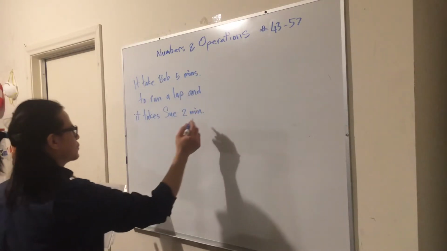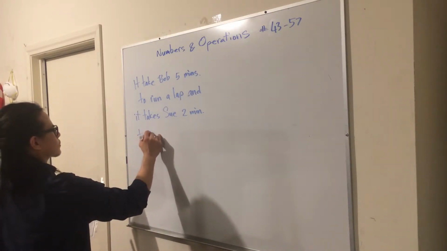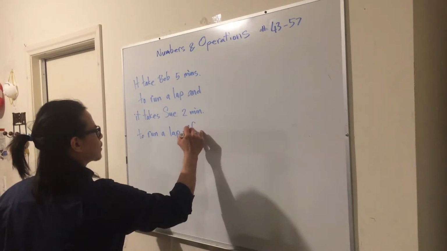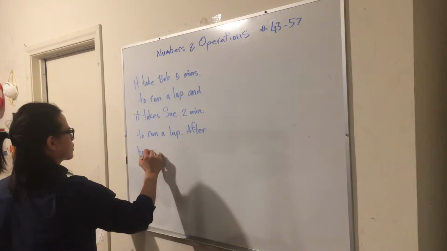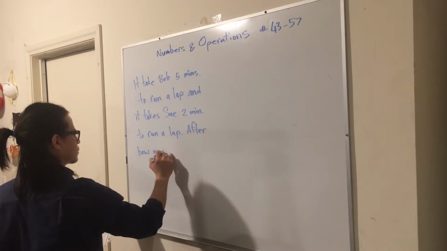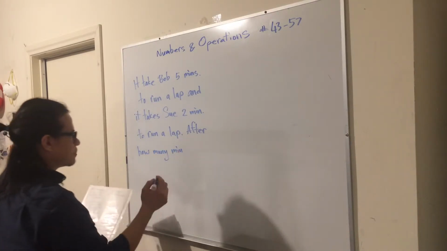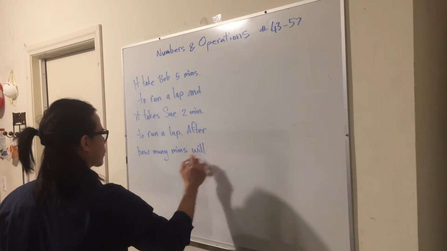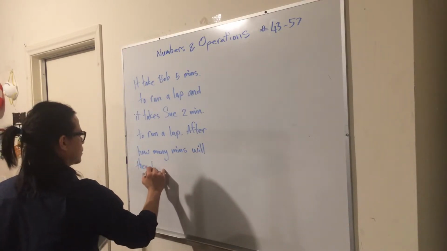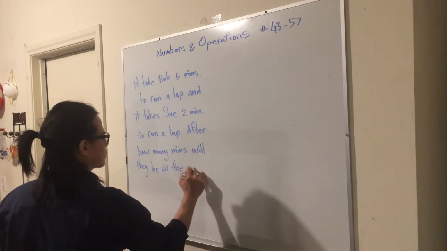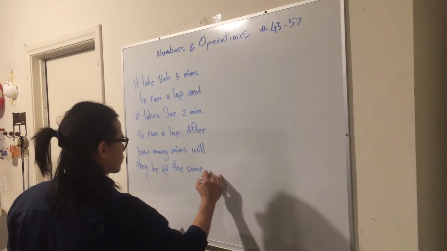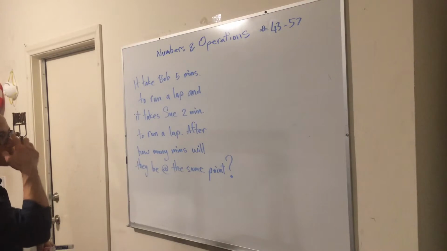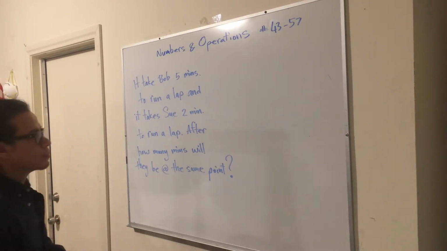So you are probably thinking to yourself, who's the faster runner here? Okay, the question is, after how many minutes will they be at the same point? Be at the same location. Okay, so let's think of the track as being circular. Okay, so probably going to draw it out.